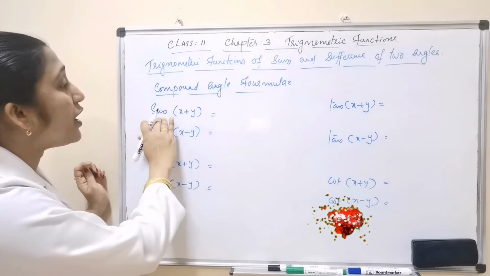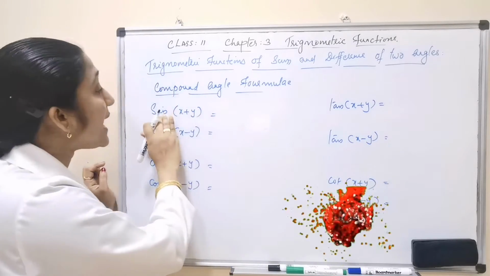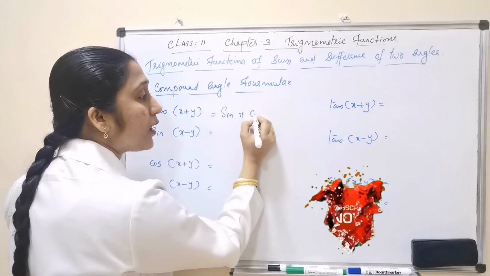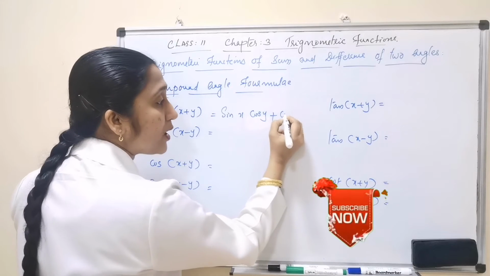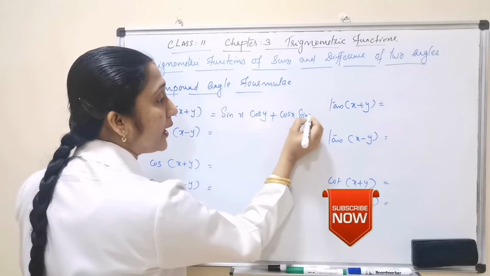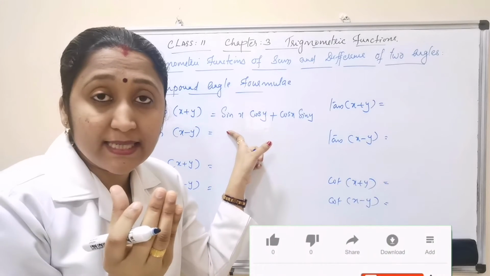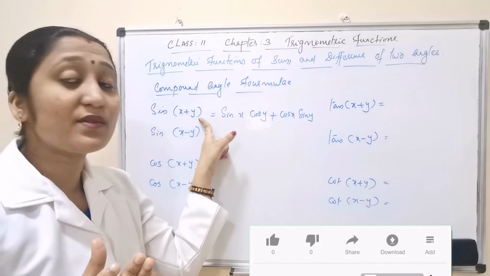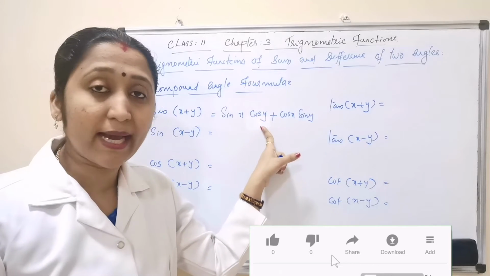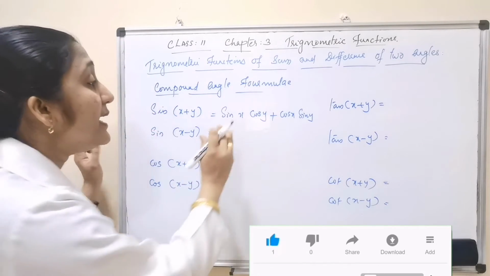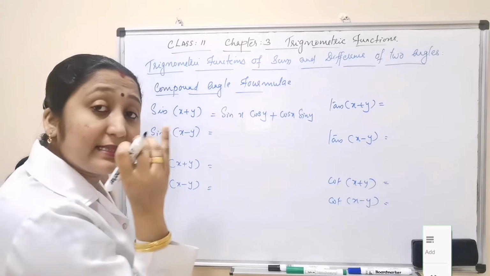So sin of x plus y is equal to sin x cos y plus cos x sin y. This is the first case. We have to compare and study. Sin of x plus y means sin x cos y plus cos x sin y. In the case of minus, there is a slight change in this formula.